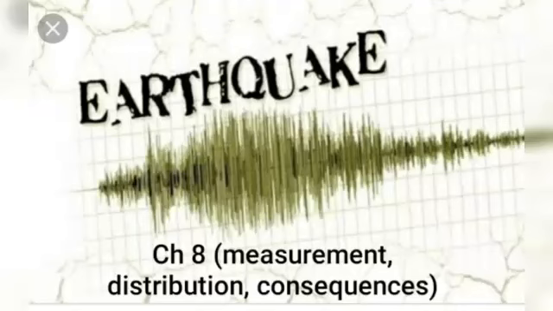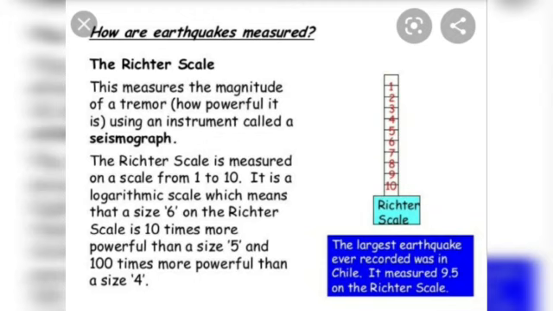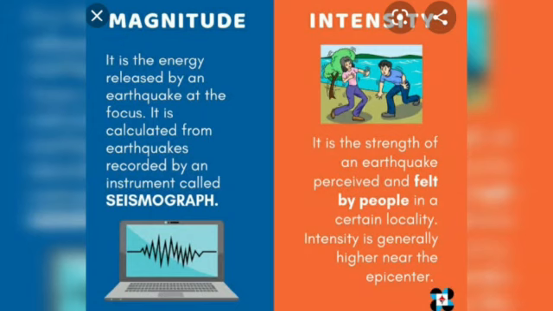Continuing with the chapter on earthquakes, we are now going to cover the topic of measurement of earthquakes. An earthquake is measured by an instrument called a seismograph. The Richter scale gives us the magnitude of the tremor. Magnitude means how powerful the earthquake is. The Richter scale is measured from 1 to 10. As of now, a magnitude of 9.5 has been recorded.